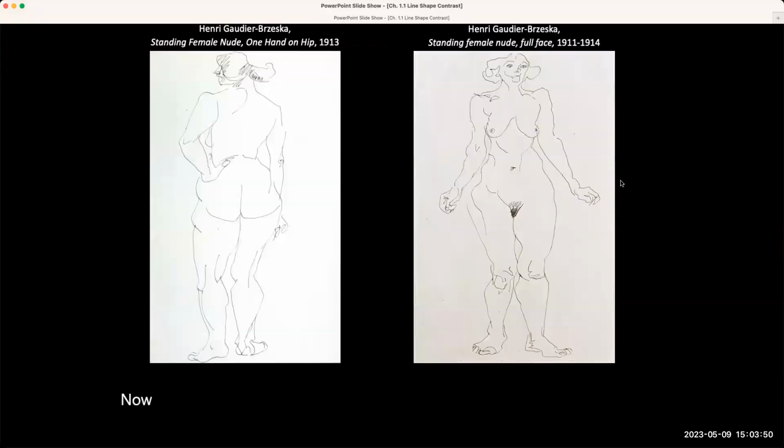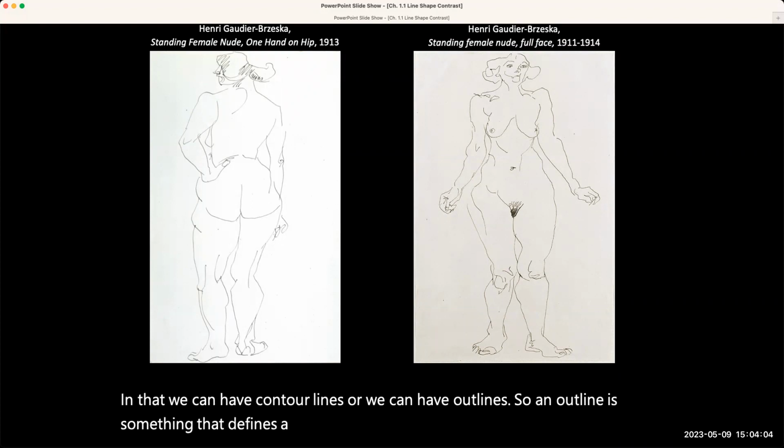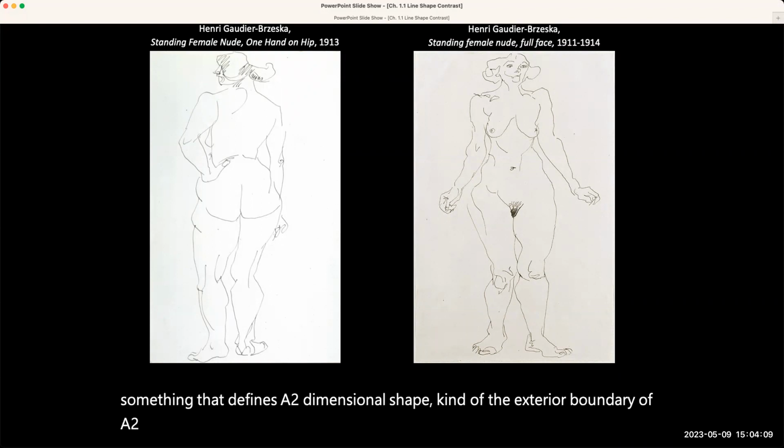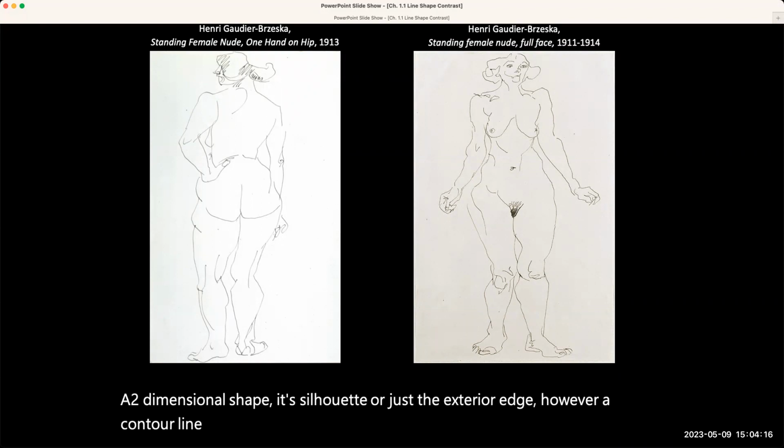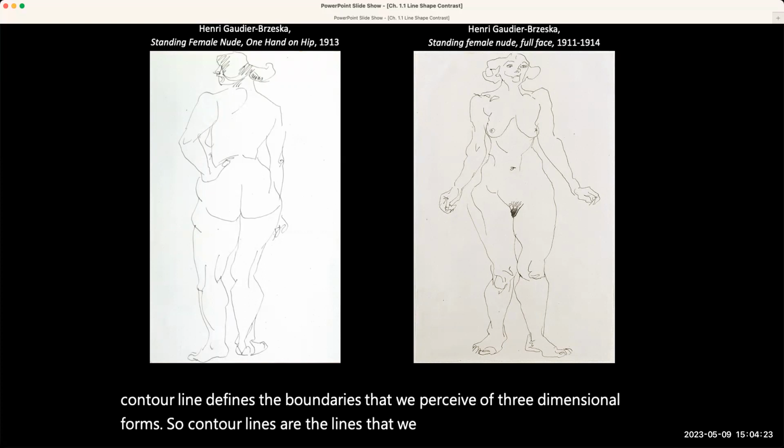Now we can also have different kinds of lines, in that we can have contour lines or we can have outlines. So an outline is something that defines a two-dimensional shape, kind of the exterior boundary of a two-dimensional shape. It's a silhouette or just the exterior edge. However, a contour line defines the boundaries that we perceive of three-dimensional forms.